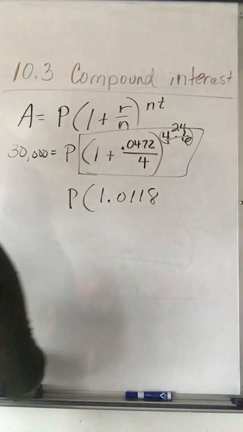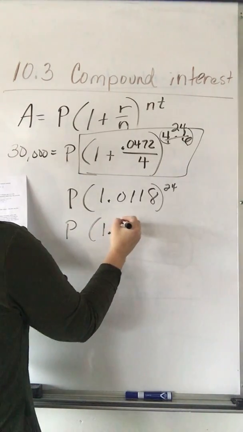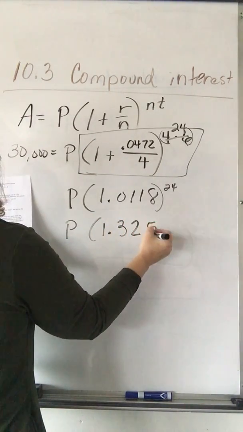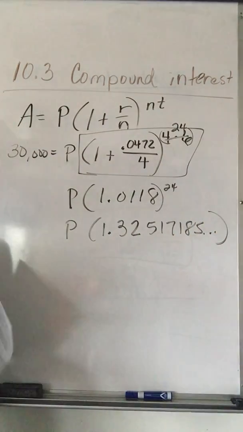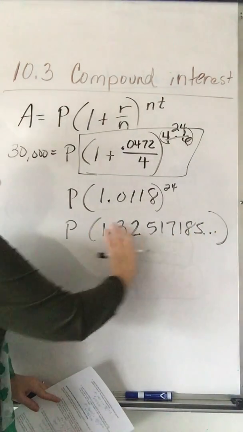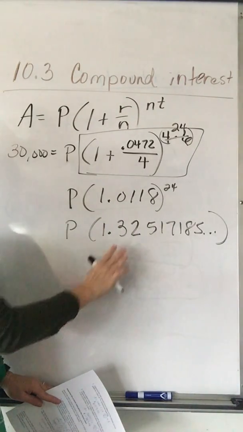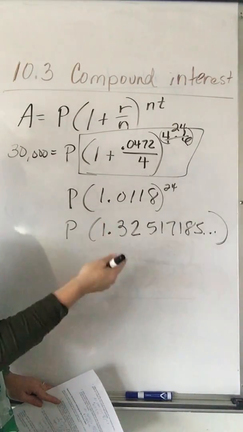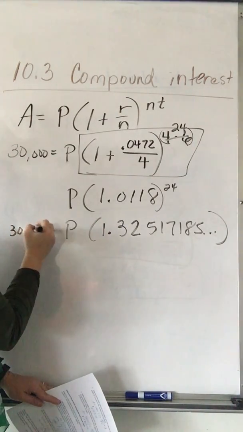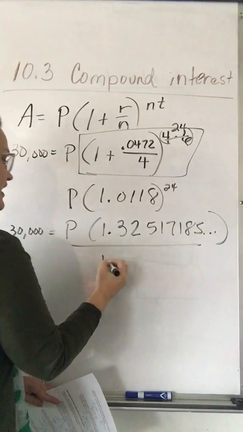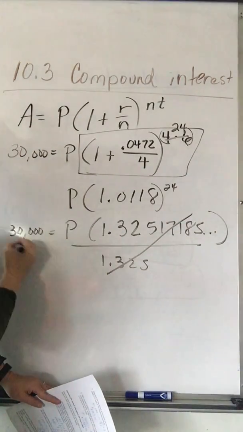And then raise to the 24th, which comes out to be 1.325171885. Your calculator has 10 digits in it. Now, what I recommend is to keep that number perfected in your calculator. Never hit erase on that. Just keep that in your calculator, and then divide that to each side.